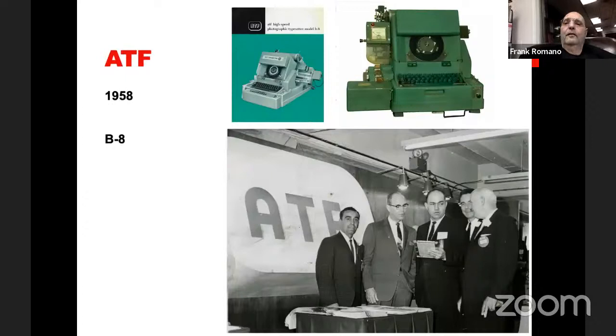The fourth major phototypesetter was the ATF B8. It was actually the Justa writer. The front end was a unit that punched paper tape, and the back end essentially printed out with a phototypesetting font. It was a little plastic disc. It never really went anywhere.